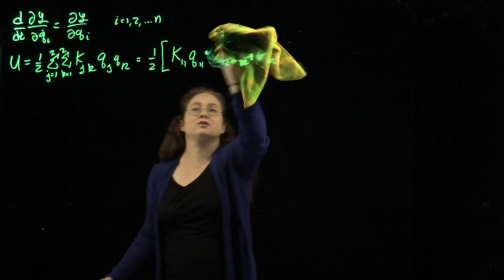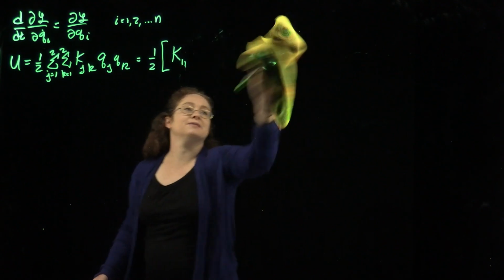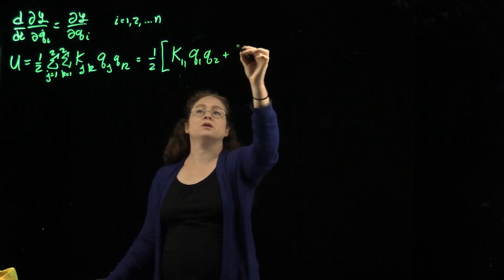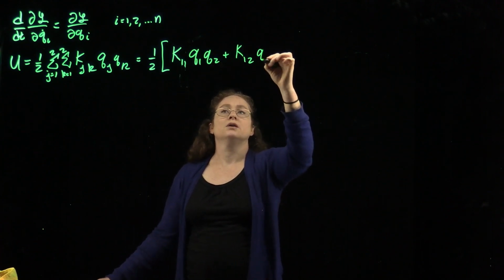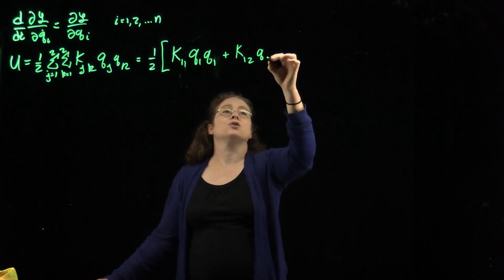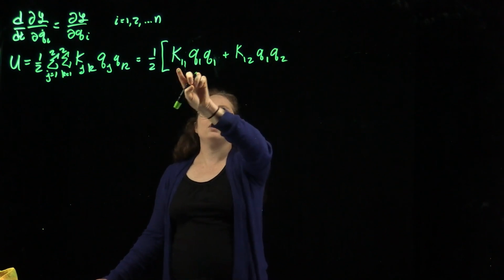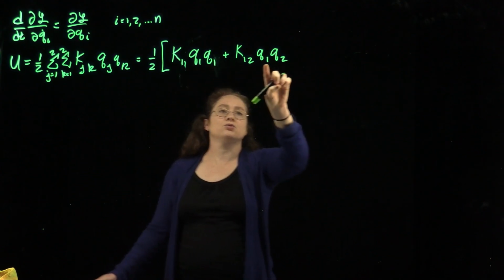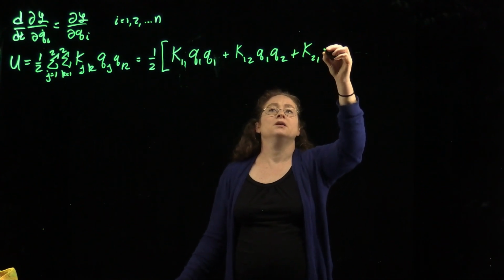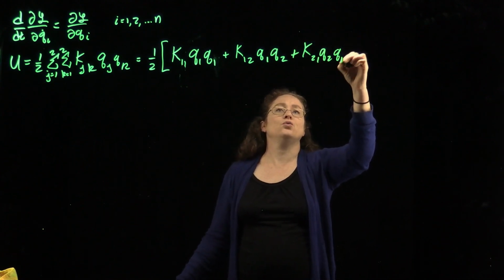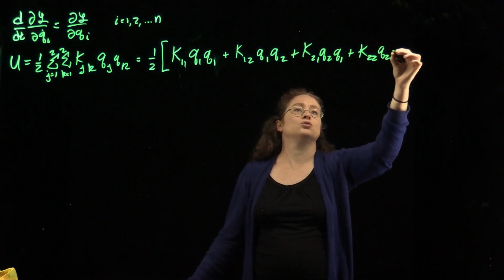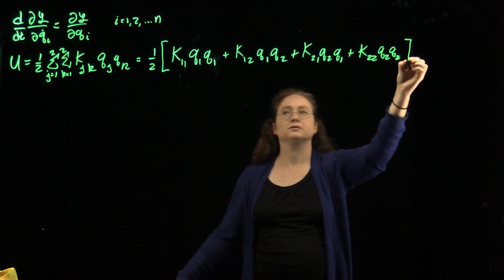I'm doing subscripts on the q's and I don't want to do that. q1, q2 plus k12. This should be a 1. What is with me today? All right. k11 q1 q1, k12 q1 q2 plus k21 q2 q1 plus k22 q2 q2.